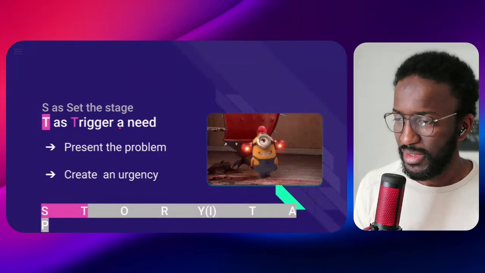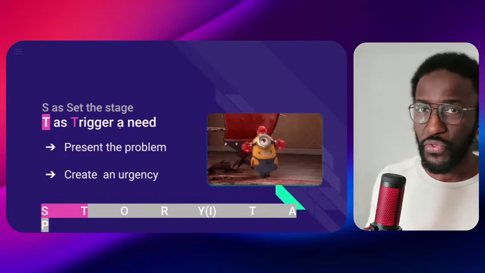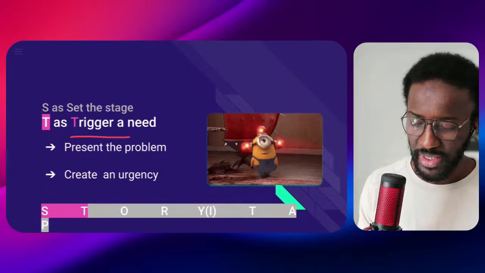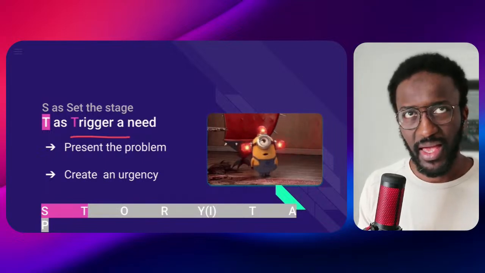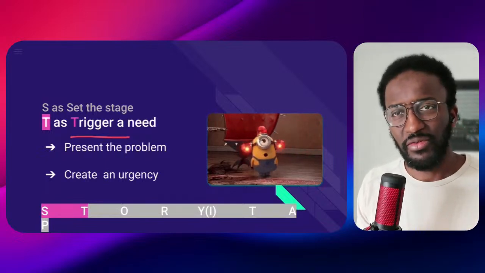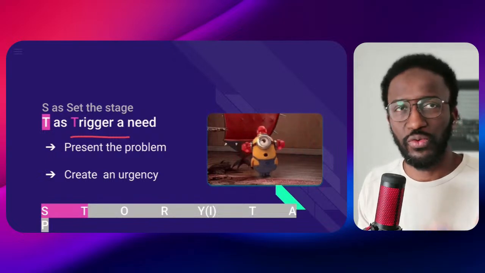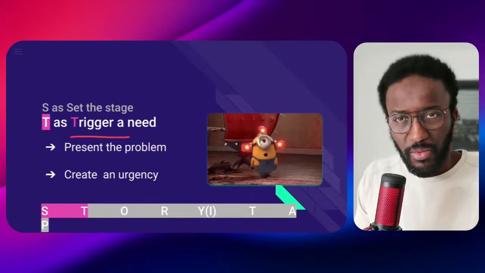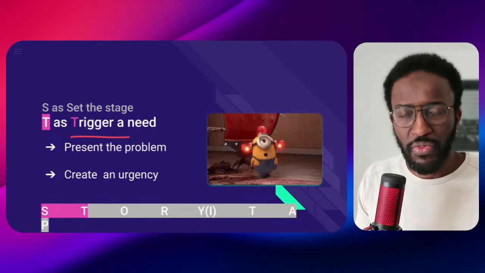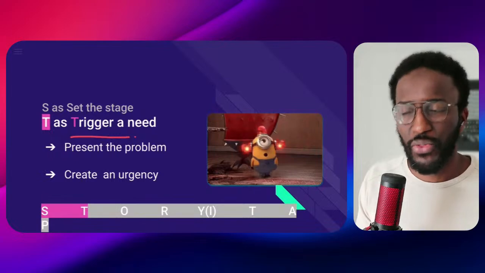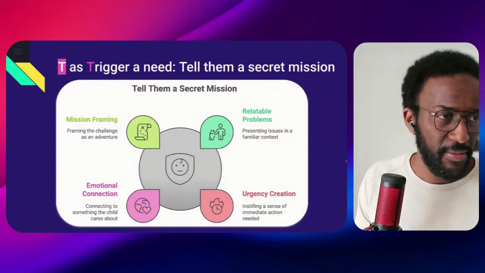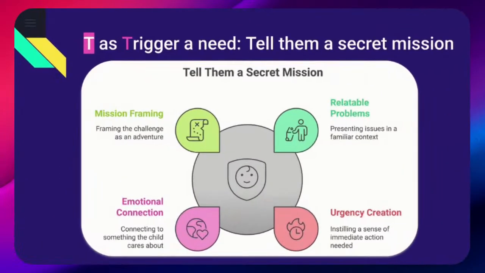Then after, the second step of Storytap is trigger a need. This is something that is really very important. And each time you trigger a need, you have to create a sense of urgency. Why should the audience listen to your story now? So you have to present the problem and create a sense of urgency. How does it translate for Storytap for kids? I will try to make it big here. I'm switching screens, so bear with me.